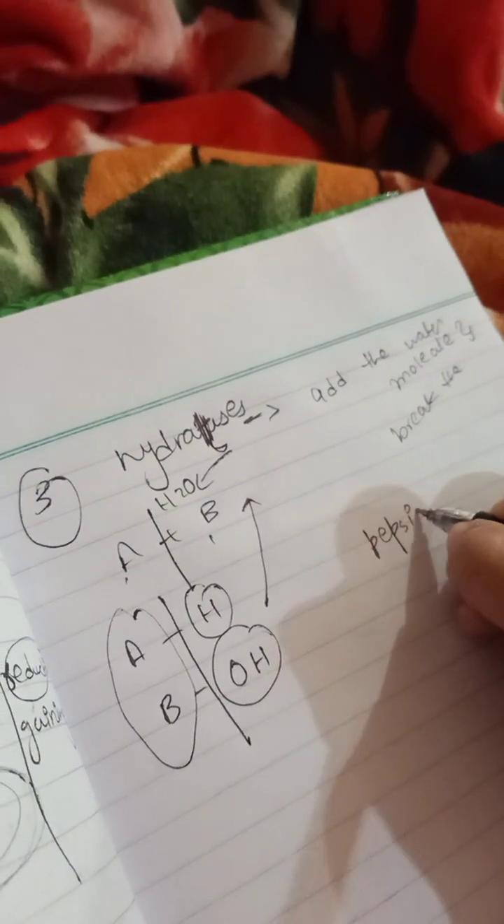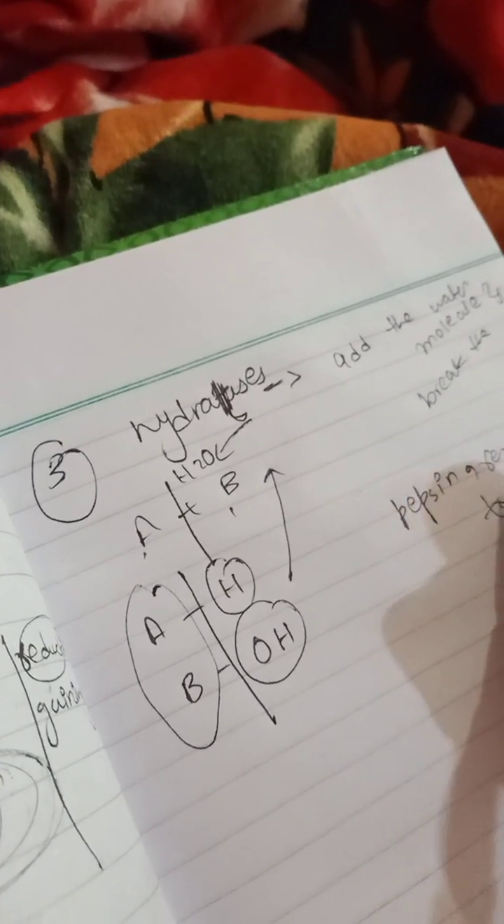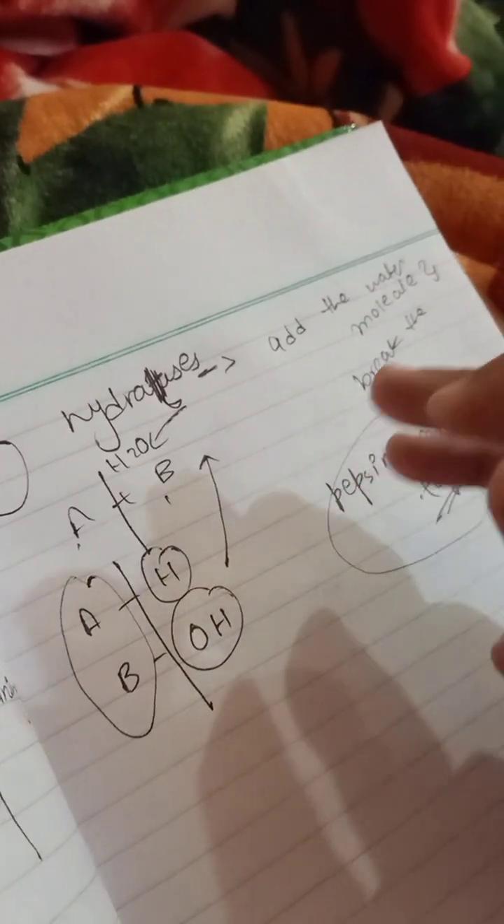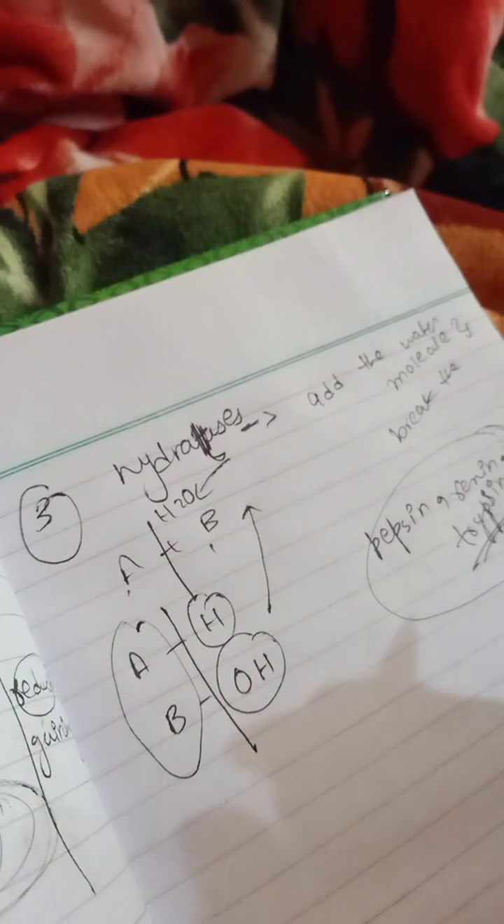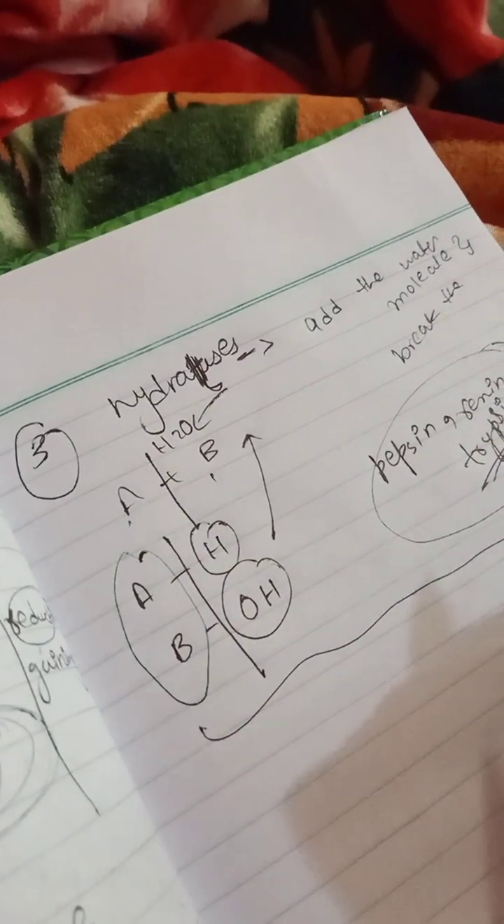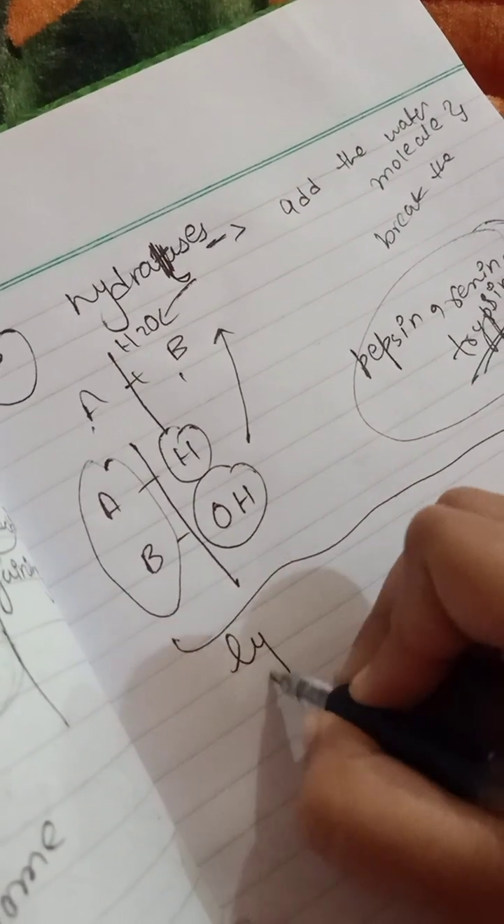Examples of enzymes are pepsin, which works in the stomach, rennet, which works in the stomach, and trypsin, which works in the intestine. These are all proteolytic enzymes, which break proteins into peptides. They work by adding water and breaking the molecule. So this was hydrolases. After that we have another group, lyases.